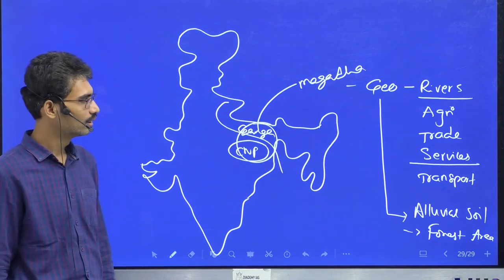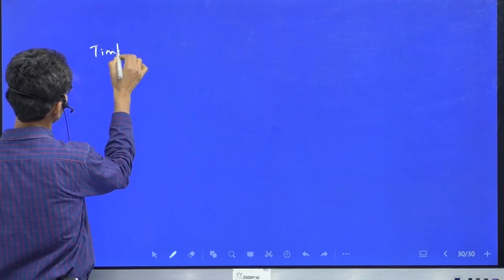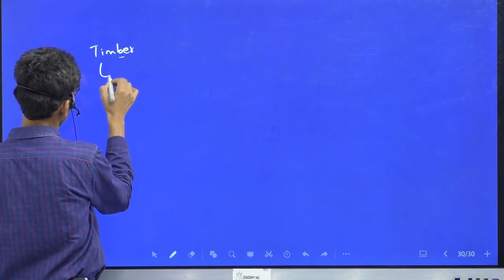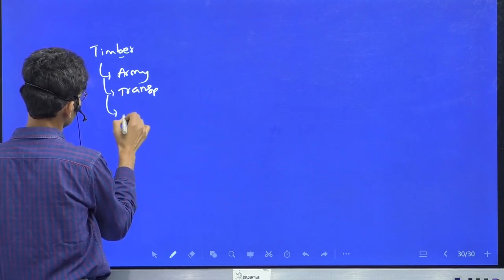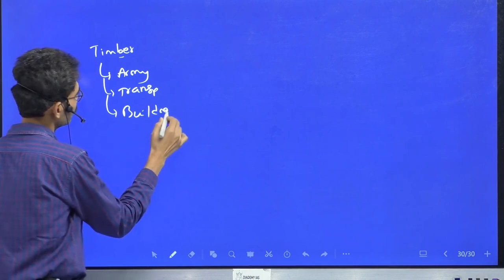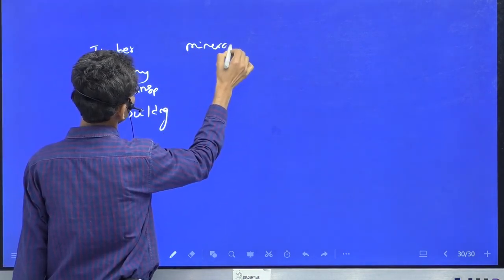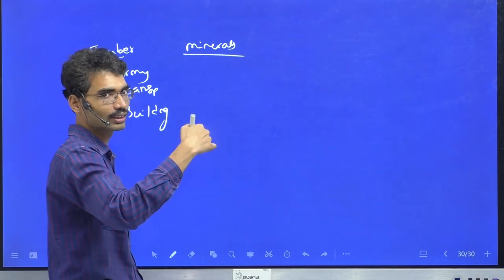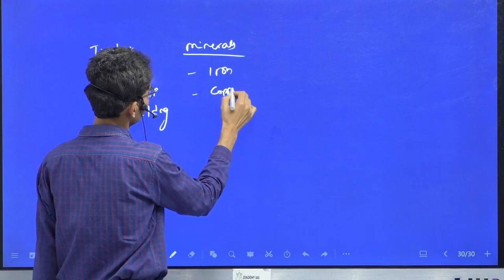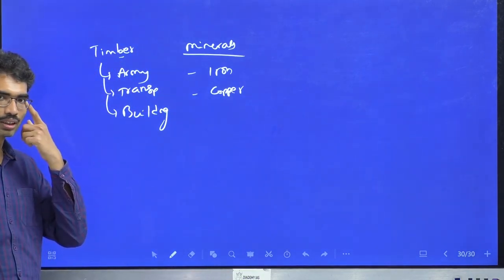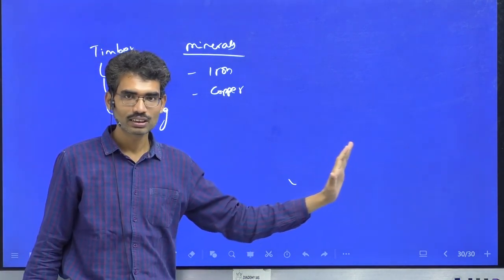Due to forest area, Magadha could utilize timber for army, transportation, building purpose, and they are also close to minerals. Chota Nagpur Plateau near Bihar, Jharkhand, Rajmahal Hills, iron, copper, they utilized. And we have seen the Magadha region is present day Bihar region.